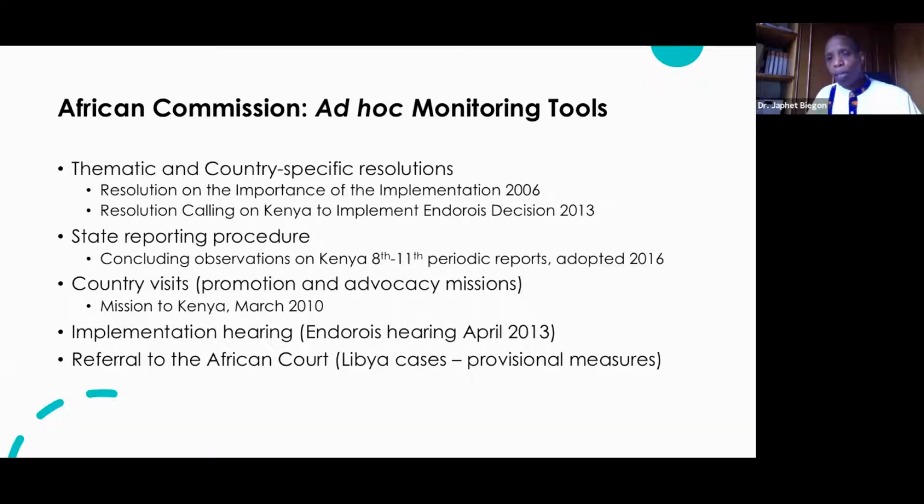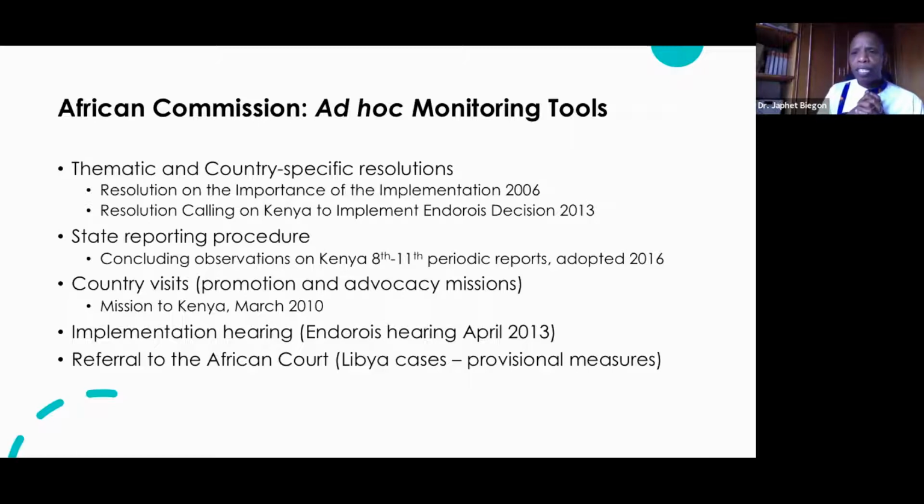Another mechanism that the Commission has used is country visits, either promotional or advocacy missions where it visits a country, and during that period it has used that opportunity to ask the country the extent to which it has complied with the decision of the African Commission. We saw it in a visit to Kenya in March 2010, just shortly after the Endorois decision had been issued. We saw it way back in 2005, a mission to Botswana when the African Commission had issued the case of Modise versus Botswana, using that opportunity to ask the Botswana government whether it had complied or to what extent it had put measures to implement that decision.